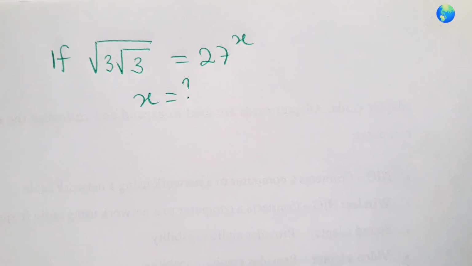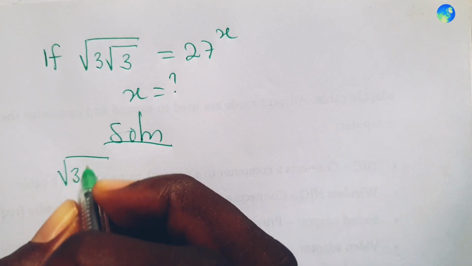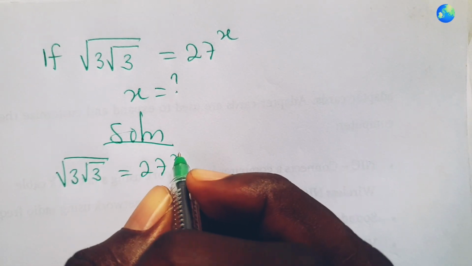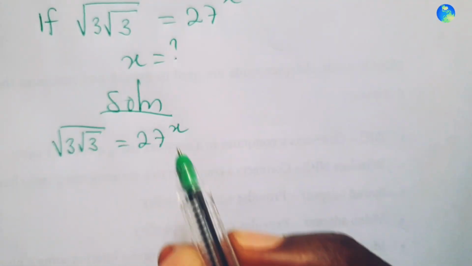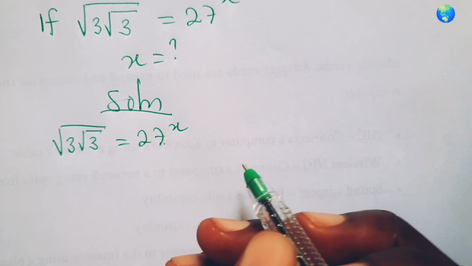In today's episode, we have this interesting question to tackle. Square root of 3 times square root of 3. Let's just write. We are told to find x. So clearly, this 27 can be written in terms of 3 to be 3 power 3, right?